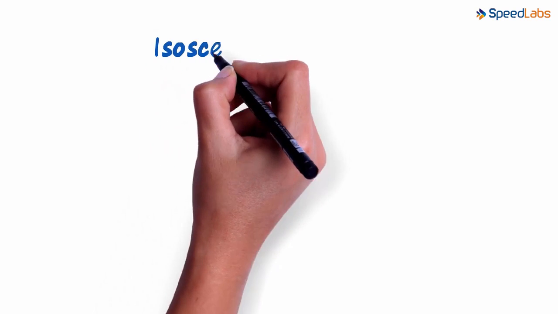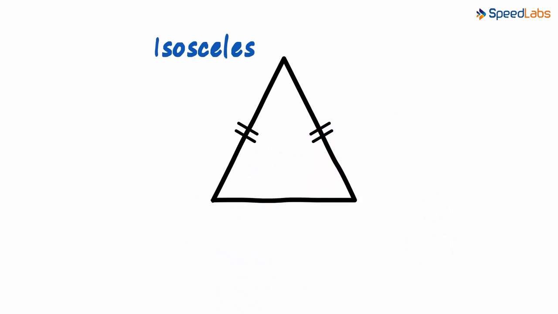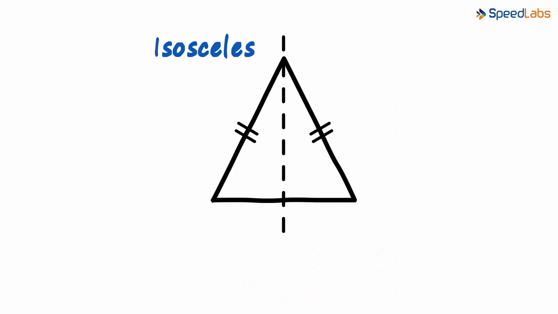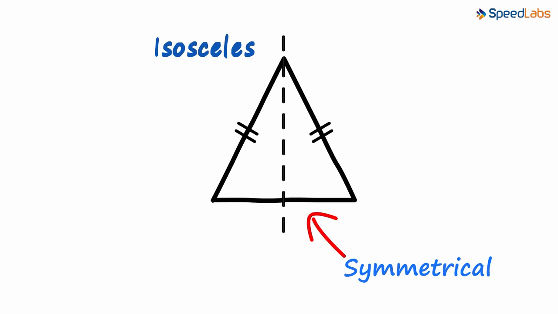Let's draw an isosceles triangle. It's a triangle in which two of the sides are equal to each other. And we had seen in the previous video that it has a vertical axis of symmetry. If this part is flipped to the other side, we see that the two parts match exactly. And that's why we say that this shape is symmetrical.